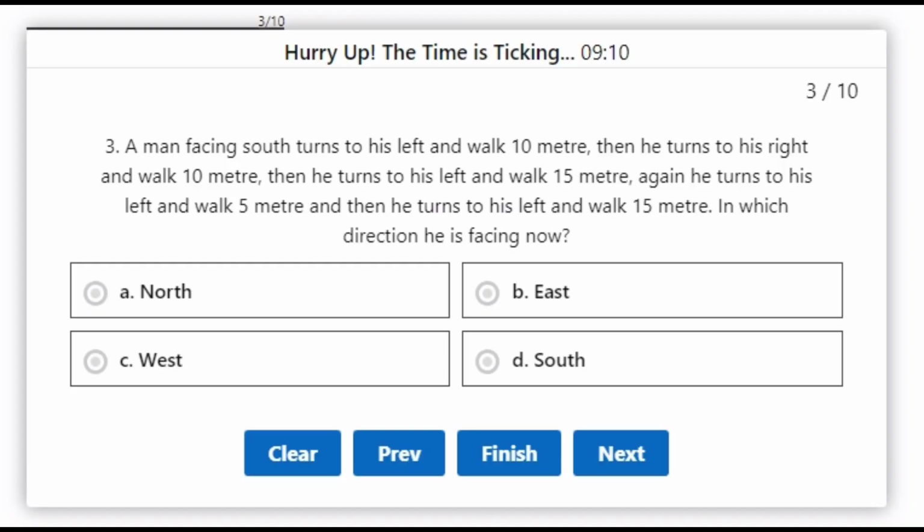Now our third question is: a man facing south turns to his left and walked 10 meters. Then he turned to his right and walked 10 meters. Then he turned to his left and walked 15 meters. Again he turned to his left and walked 5 meters. And then he turned to his left and walked 15 meters. In which direction is he facing now? The options are A north, B east, C west, and D south.